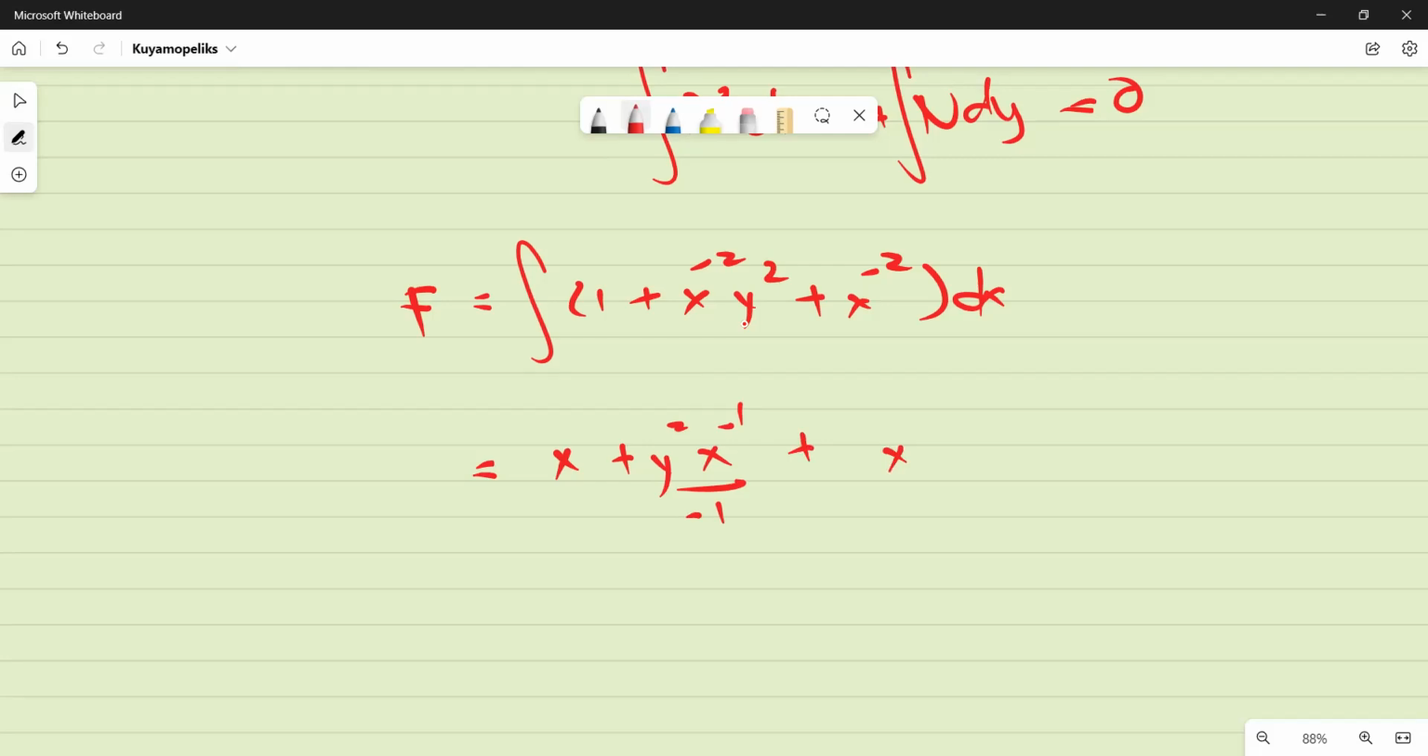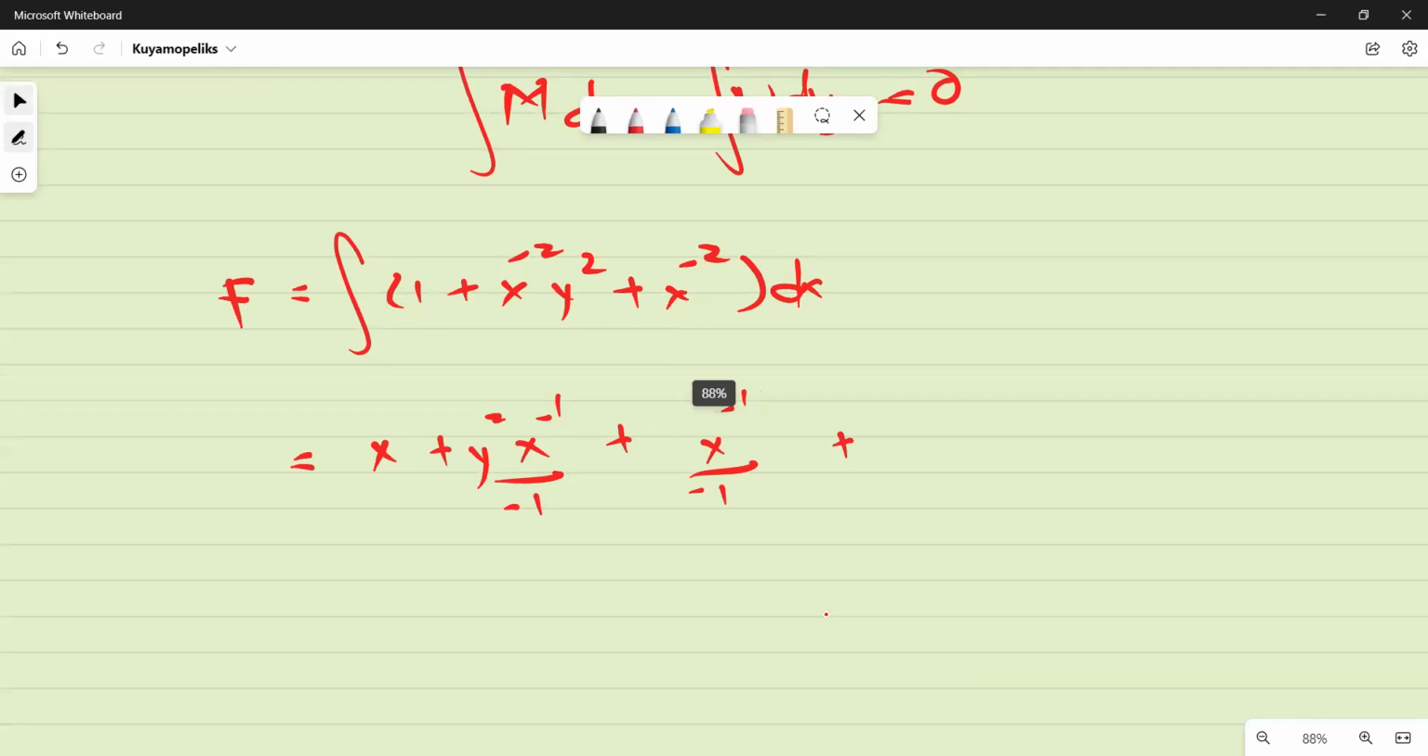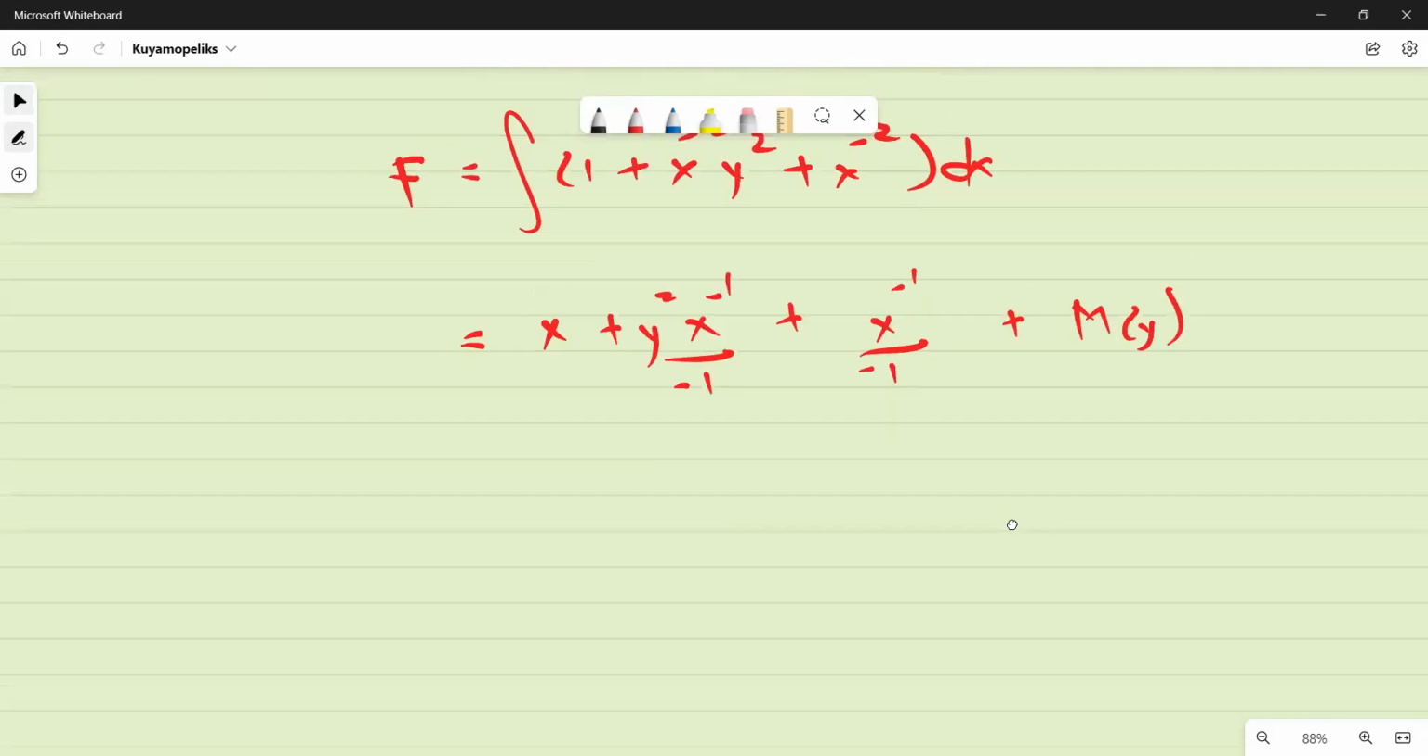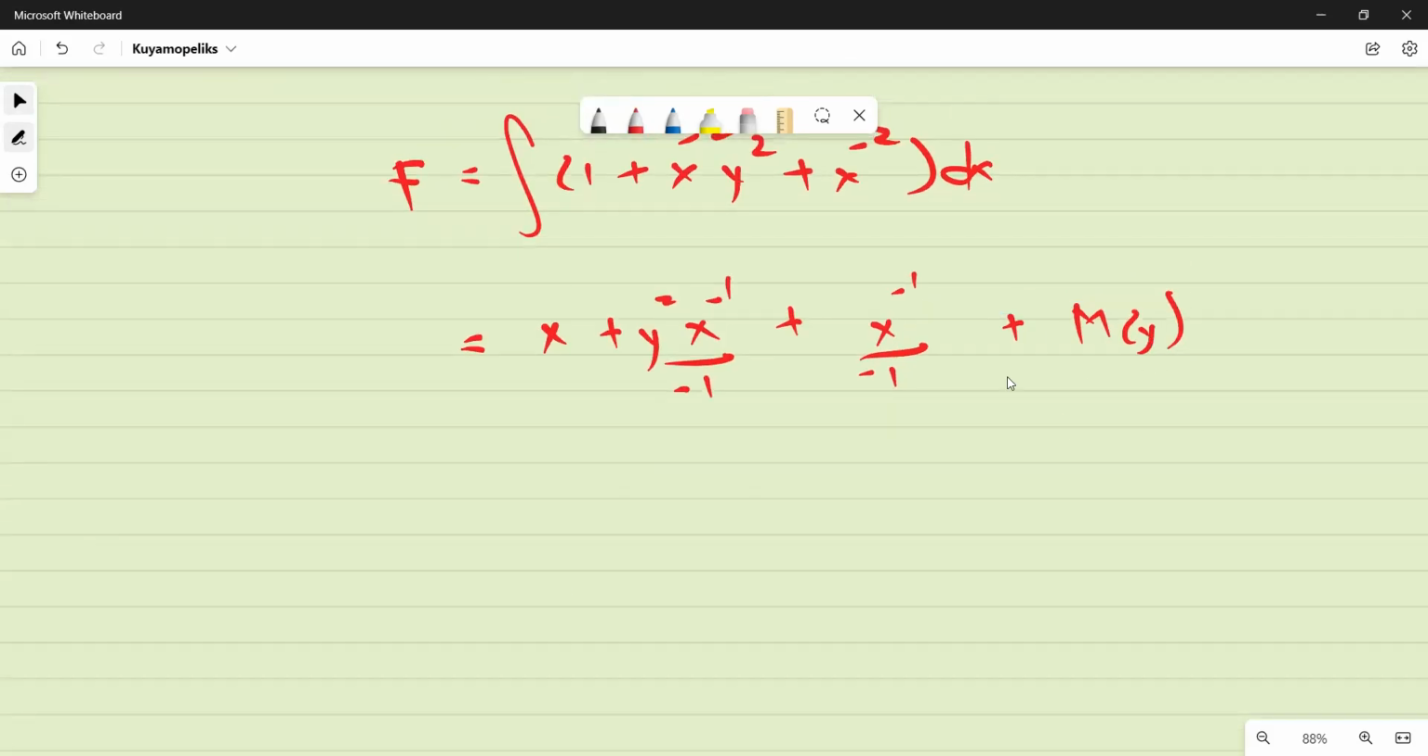So, plus 1, that becomes negative 1 divided by negative 1. And don't forget your function with respect to the constant y. So that is needed. Let's treat that as m of y. Okay? This is important. It's like your constant related to y. Isn't that how it goes in an exact DE?